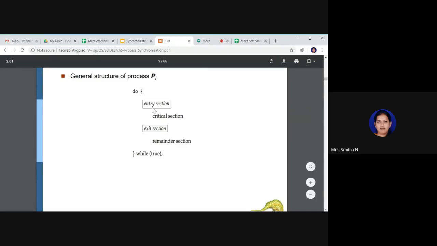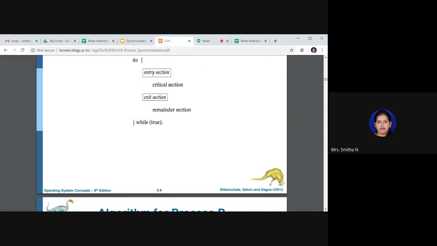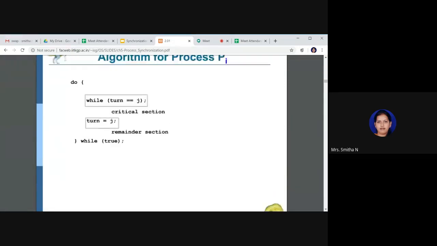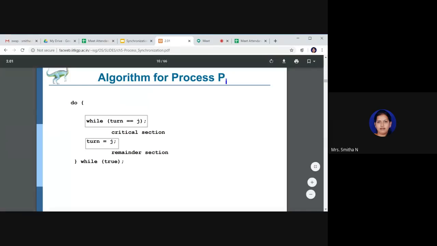Okay, so that is why we need to have entry section and exit section in between critical section. All the remaining code which is not shared comes under remainder section. So you can see here one algorithm they have given where they have taken a variable called turn. The code written here in the box is entry section, critical section, exit section, remainder section. Okay, so now they have written a code here.